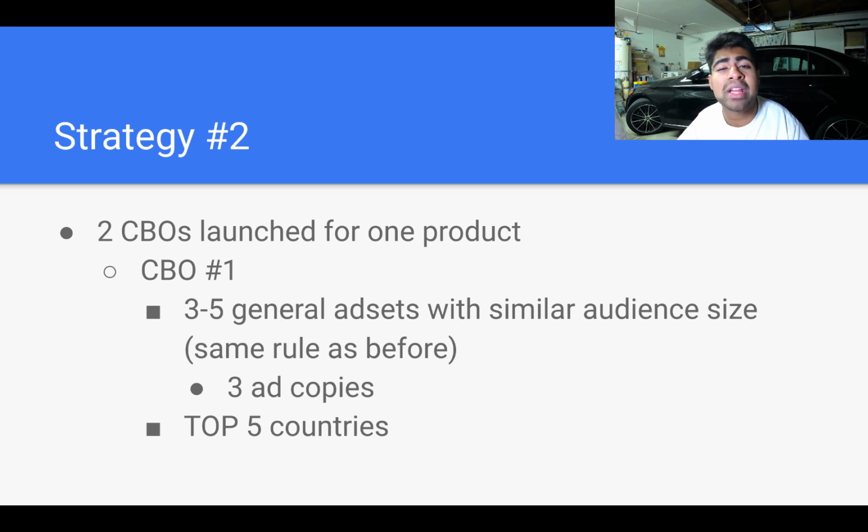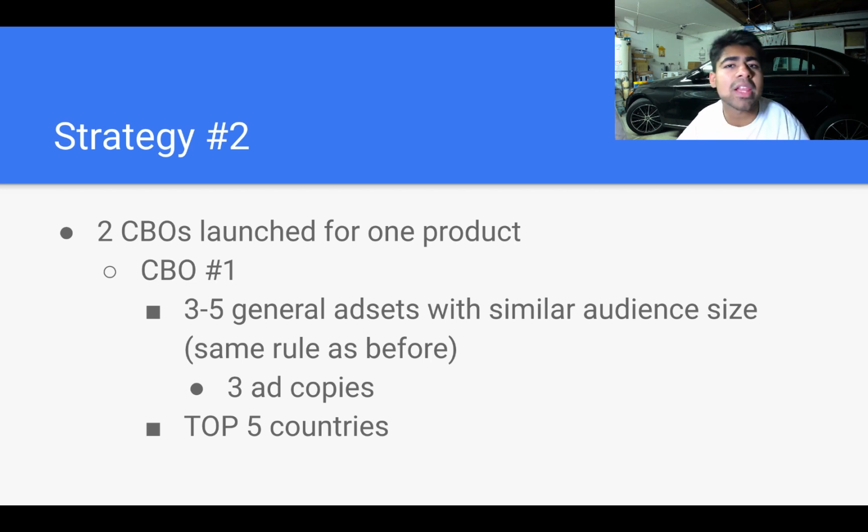You don't want to have audience sizes which vary more than 1 to 2 million max. And I'll also explain why I use the word general very soon. But within these 3 to 5 general ad sets, you want to have 3 different ad copies as well. Same rule as before, but for this specific strategy, you're going to be launching this one CBO for the top 5 countries.